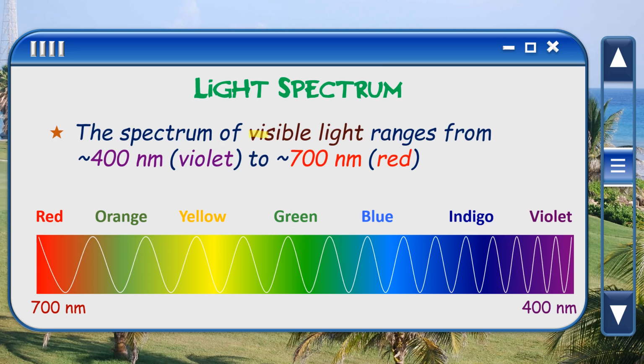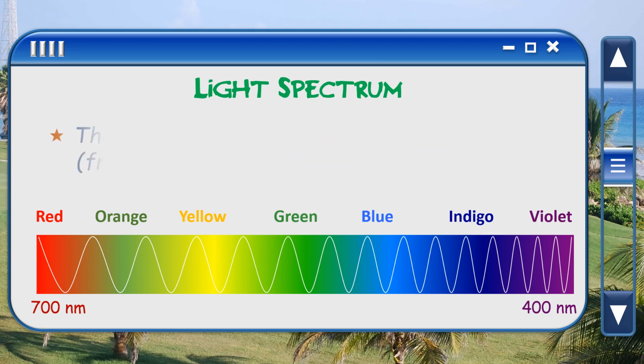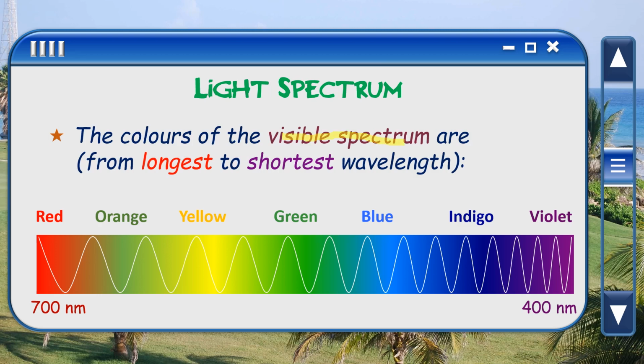Now the spectrum of the visible light ranges from 400 nanometers, that is the violet light, to 700 nanometers, which is the red wavelength. The colors of the visible spectrum run from the longest, which is the red with 700 nanometers, to the shortest wavelength, that is violet with 400 nanometers. That is our visible spectrum. It runs from the red, which has the longest wavelength of 700 nanometers, to violet, which has the shortest wavelength, that is 400 nanometers.